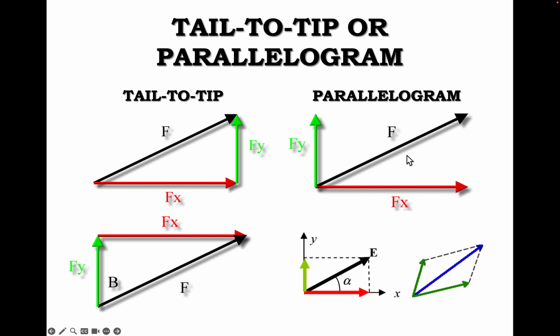And here's another example of that. Again, all the tails are together, and you match the tips, and where they meet would be where that resultant force vector would be.